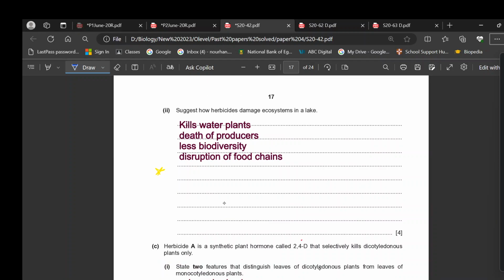Two features of the dicot plants. This is from chapter 2, dicot plants. How does it differ from the leaves of the monocot plants?